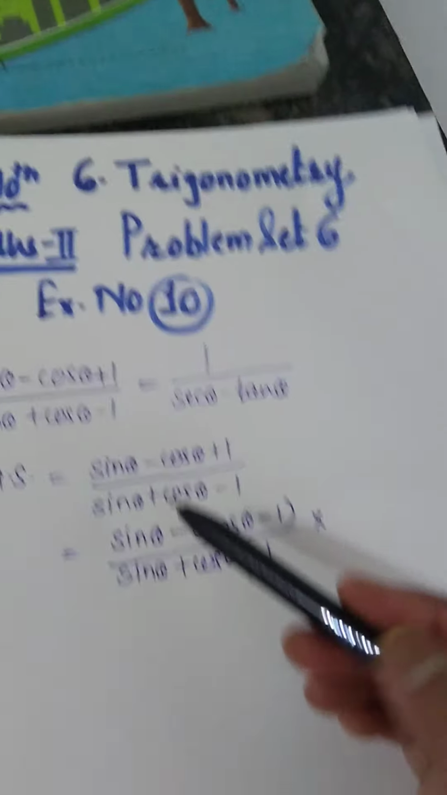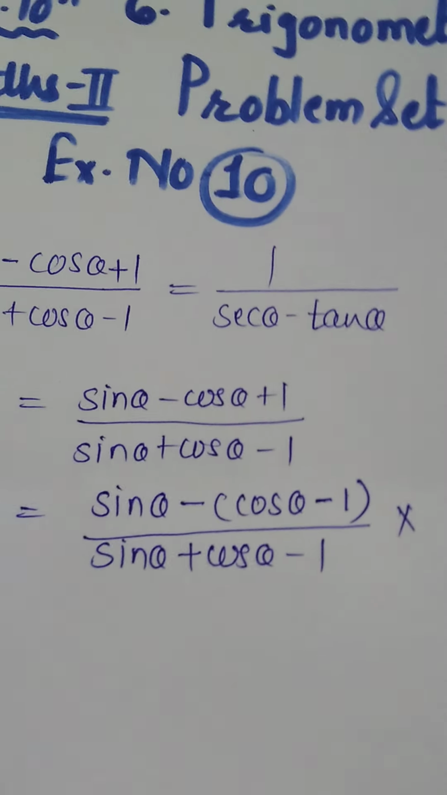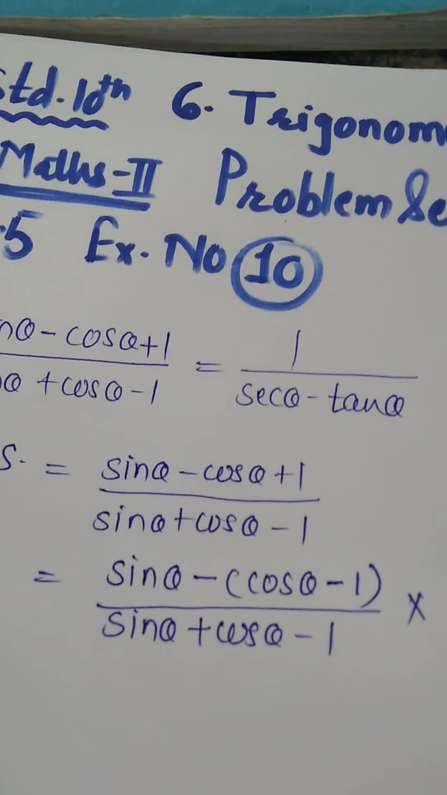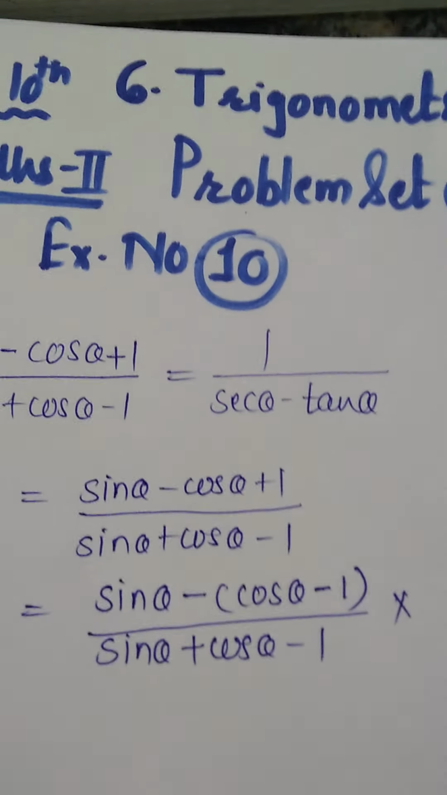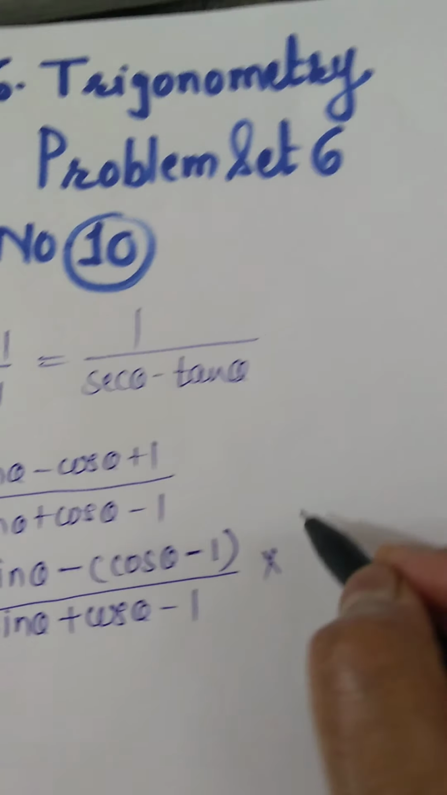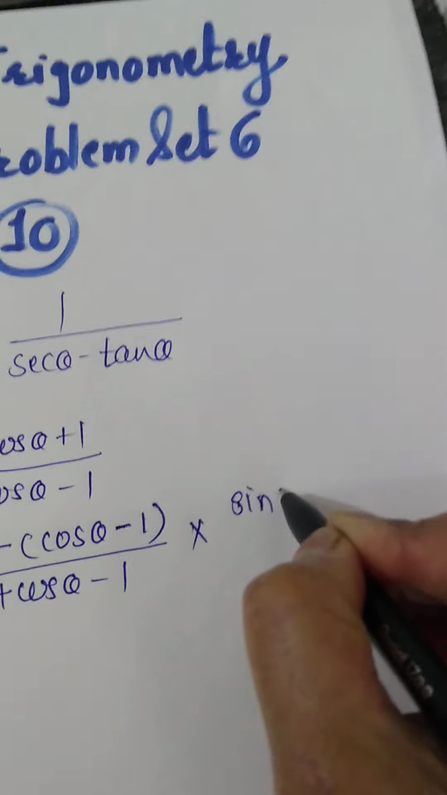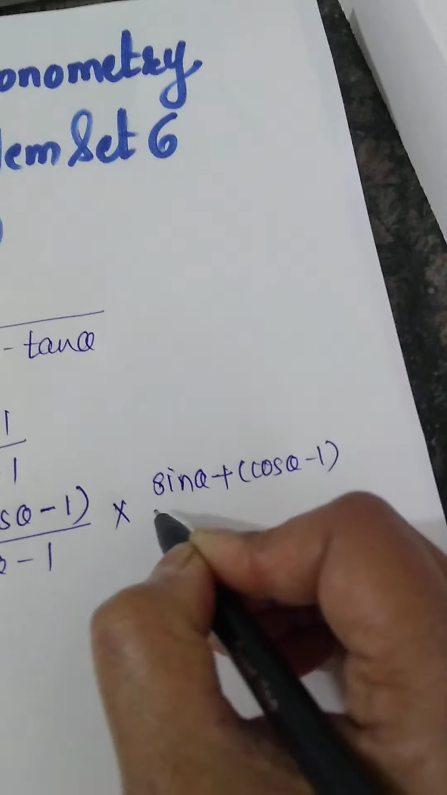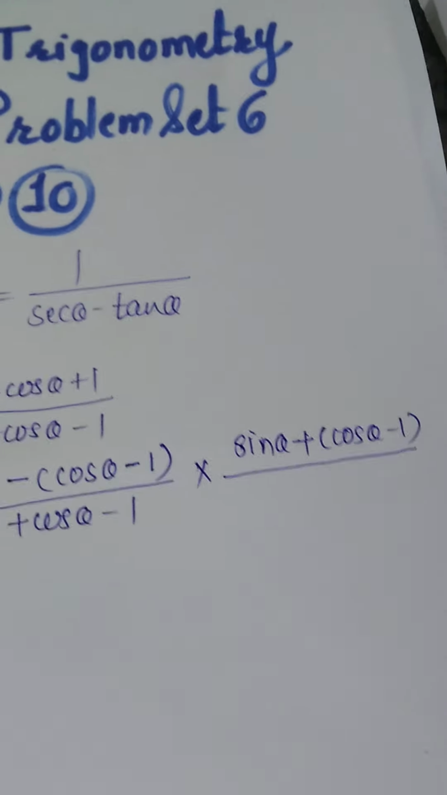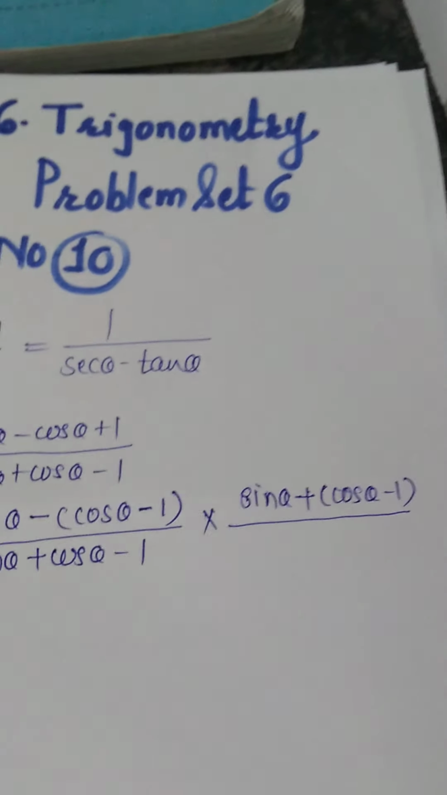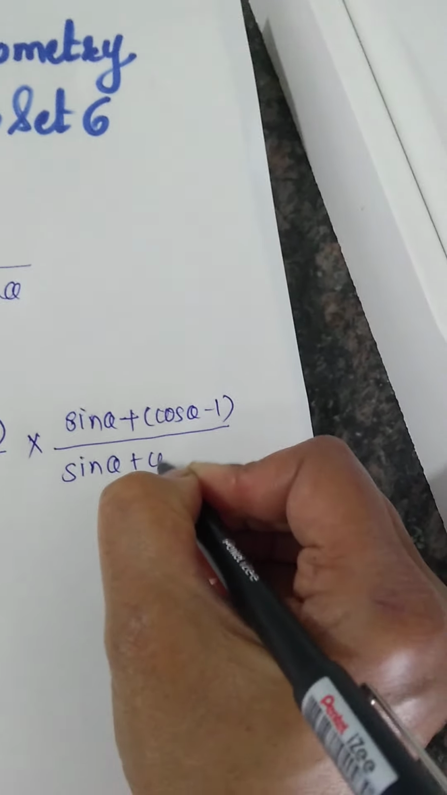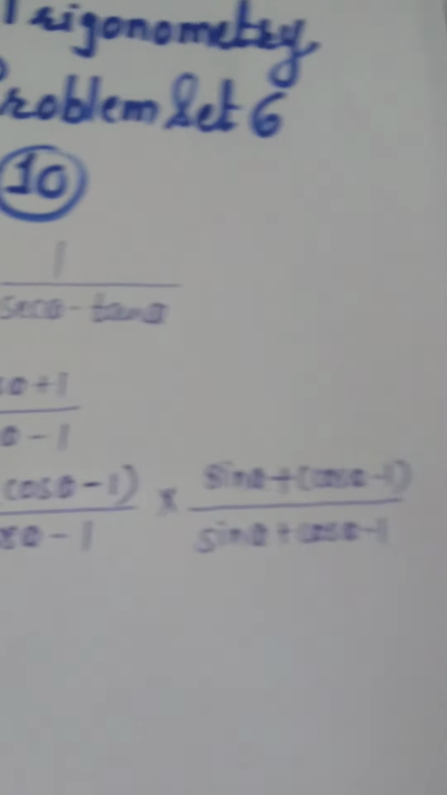If we consider sin θ as A and cos θ − 1 as B, then A − B we have written. Now we have to multiply this term by A + B, that is sin θ + (cos θ − 1). If we multiply the numerator by sin θ + cos θ − 1, we have to repeat this term for the denominator also. So we have written it like this: sin θ + cos θ − 1.